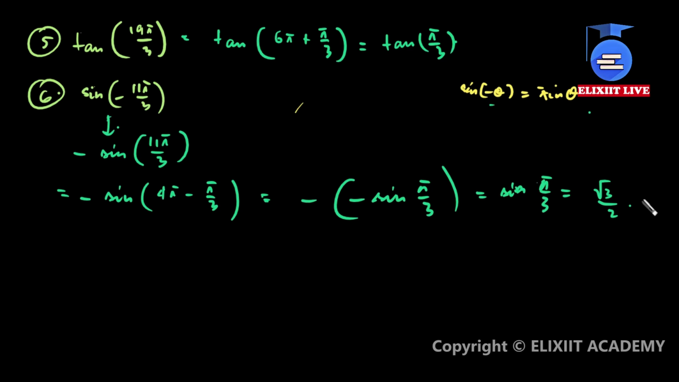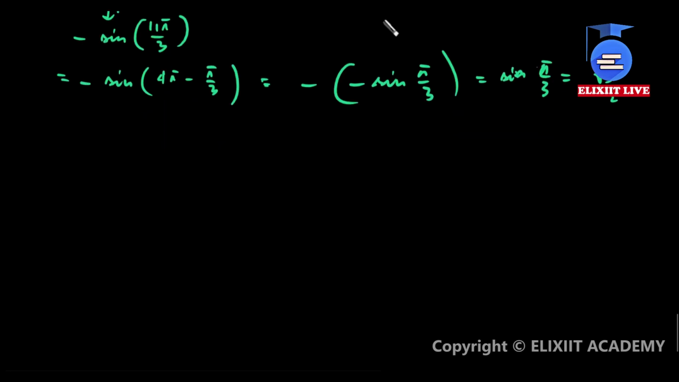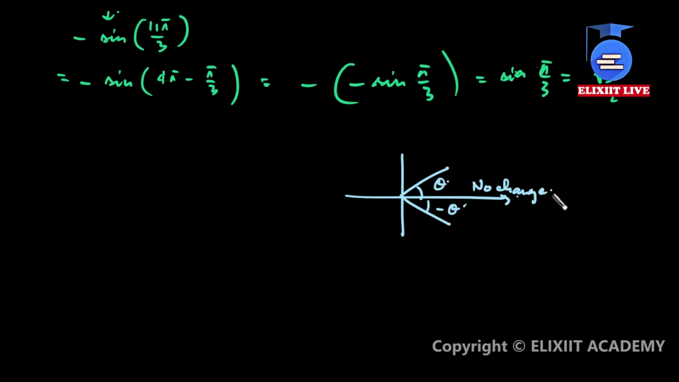I hope you all do remember this. Just a brief recall of negative angles. If you see any negative angles, like here, if this is theta, then this is minus theta. This is lying on the no change axis, the x-axis. On the x-axis overall there is no change. If this is theta, then this is minus theta.